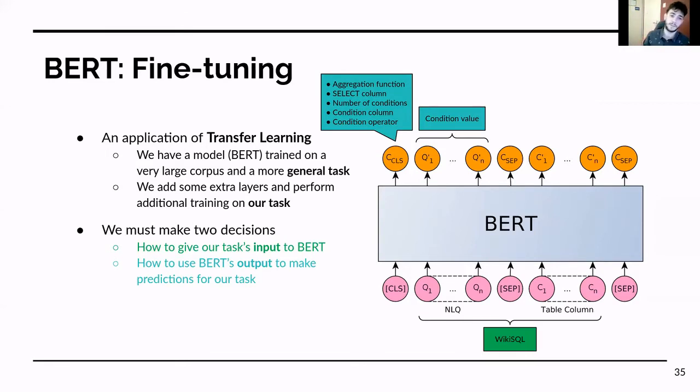And we also have to decide how we're going to use BERT's output to make predictions for the task that we want to solve. So let's say, for example, we could use the output of the classification token to decide which aggregation function will appear in the select clause. So this is a classification task out of a standard set of options.